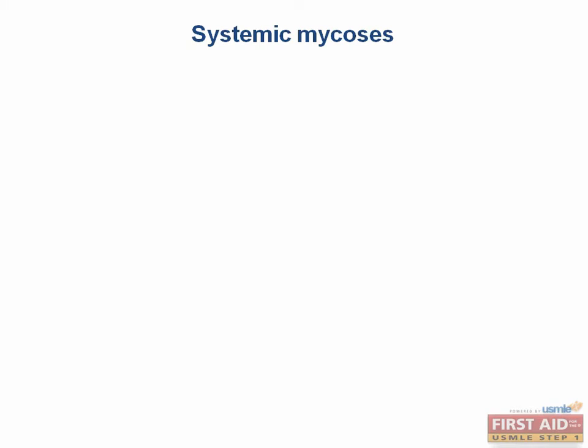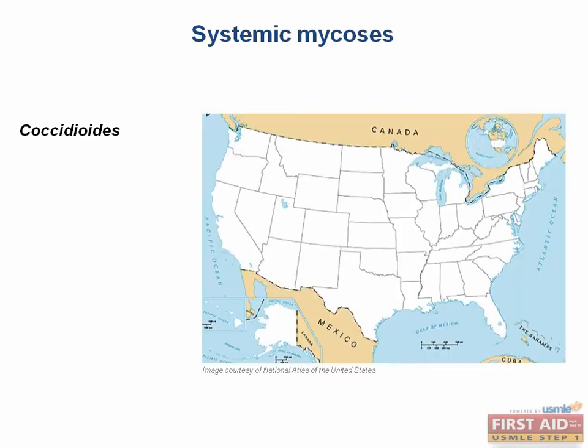Okay, next is Coccidioides. You'll find this fungus in the southwestern states of the United States, such as California and Arizona. For this reason, this fungal infection has been given various other names, such as San Joaquin Valley Fever, or just Valley Fever, and Desert Fever.